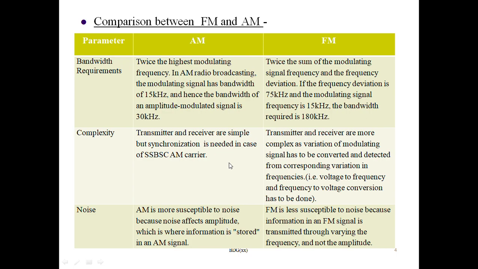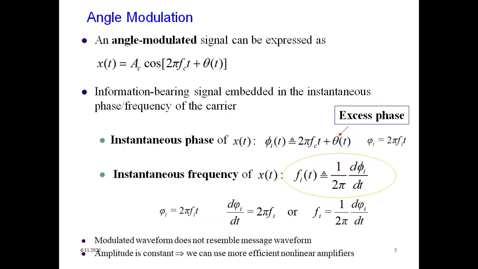The complexity, of course, in AM is simpler, but FM is more complex because we have to vary the frequency and also the phase. We also have instantaneous phase and instantaneous frequency. As we know, AM is very susceptible to noise, but FM is less susceptible because this design was created to improve AM modulation.